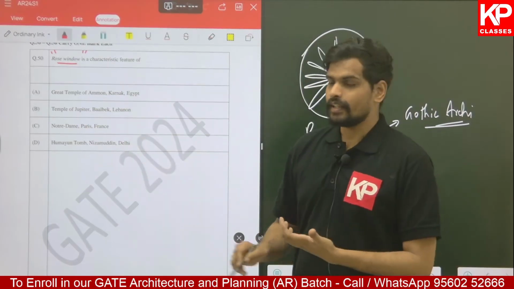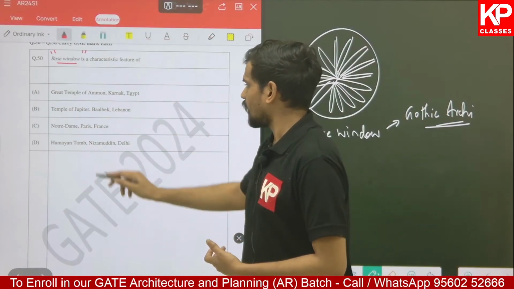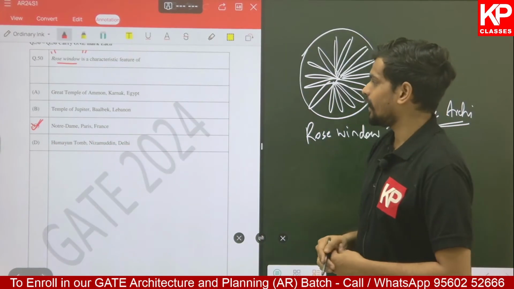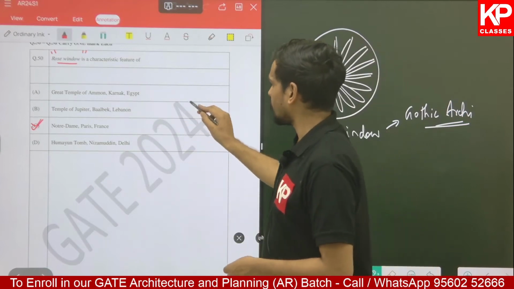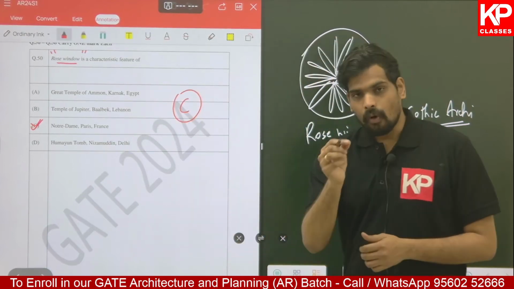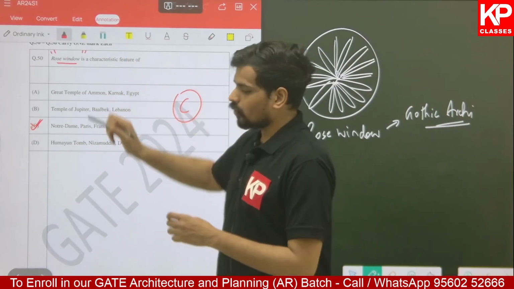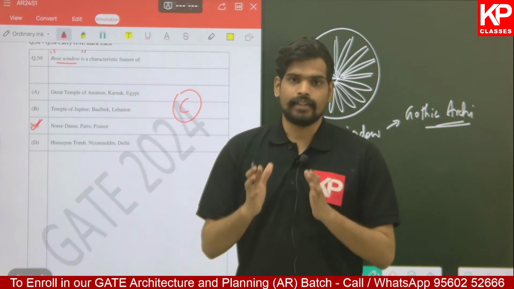Notre Dame Paris is a prime example of Gothic architecture. So this would be the answer. Humayun's tomb at Nizamuddin, Delhi also does not have a rose window. So the correct answer for this question, which is the only Gothic structure from the given options, is option C. So this is how you need to study history.